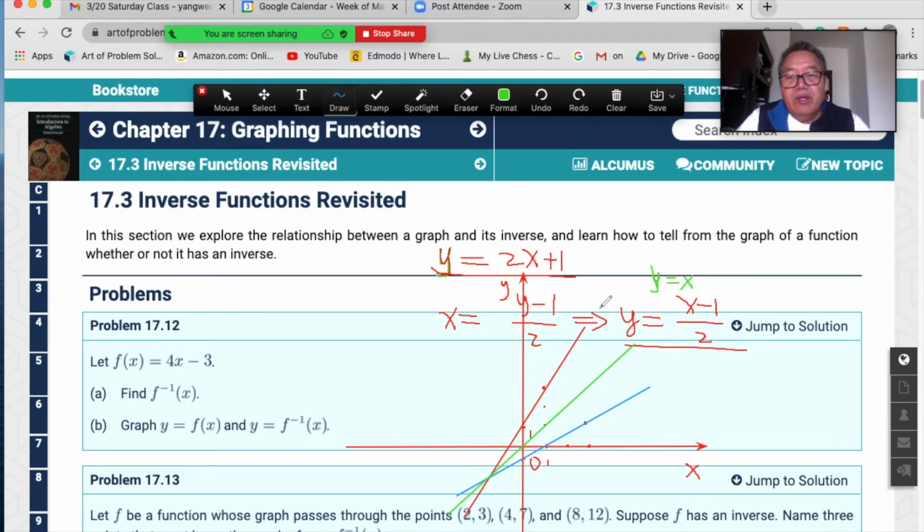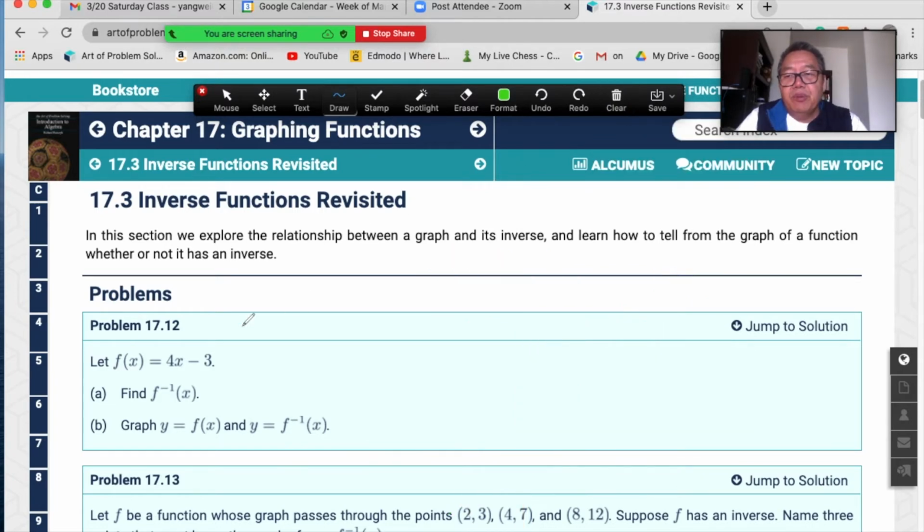Okay? So now let's say this first problem, they give you f(x) equals 4x minus 3. They ask you to find the inverse function of f(x). So everybody, you can do that on your scratch paper. You see, this one actually is very easy.